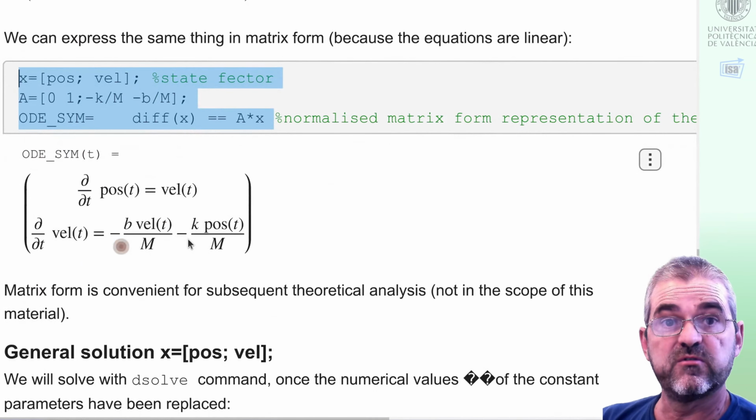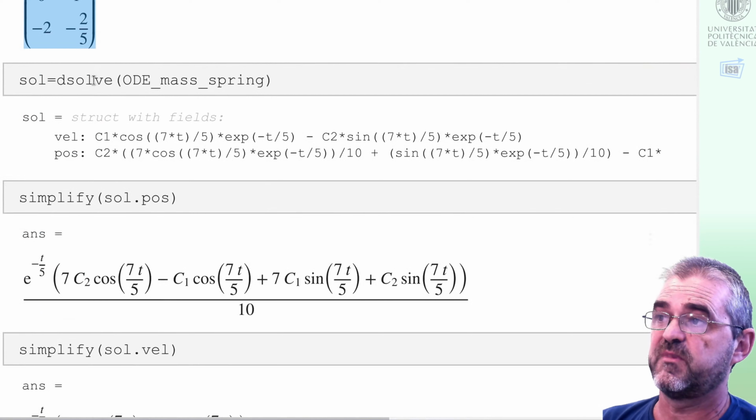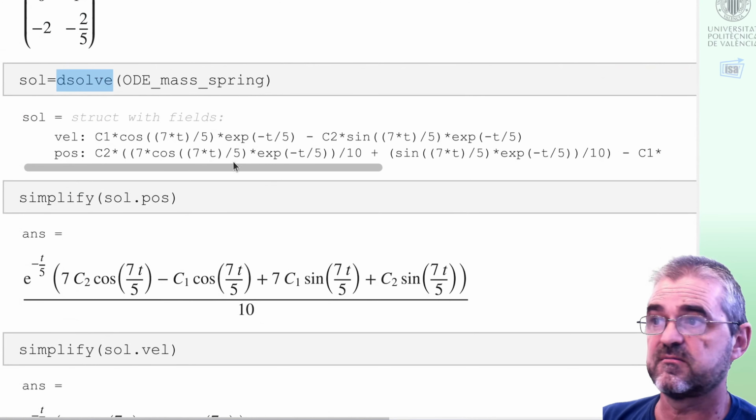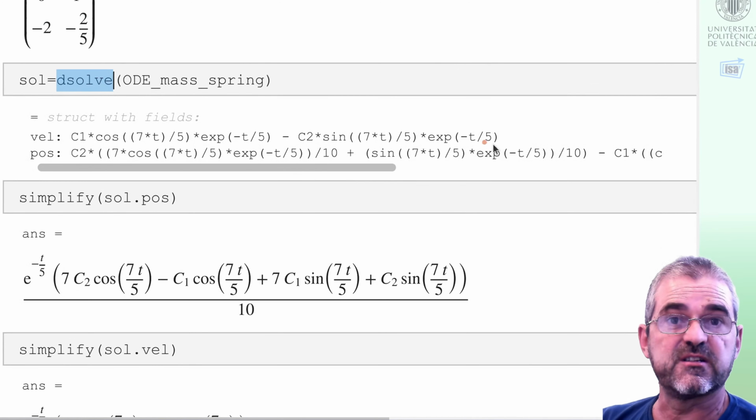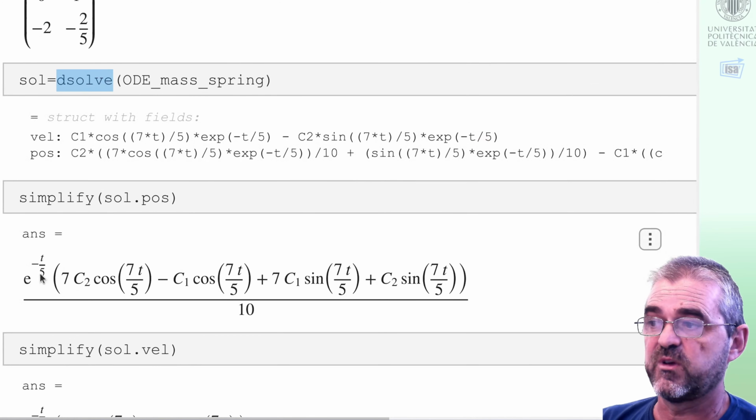So this is the actual differential equation to be solved, and this is the actual numerical value of the A matrix in such a representation. The eigenvalues of this A matrix are an important thing in theory, if you know it. If you don't, just forget it for the moment being. And if I call the dsolve command, well, it gets me some constants times exponential and sinus and cosinus with 1/5 decay rate and 7/5 oscillation frequency.